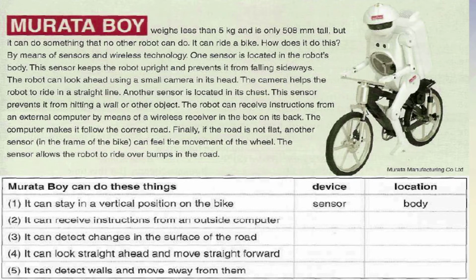This one is pretty easy. We know what we're looking for. We're looking for devices and their locations. Now, once we understand the task, once we understand what we're looking for, what is the next step? The next step is to identify the keywords that will help us find the information we're looking for.